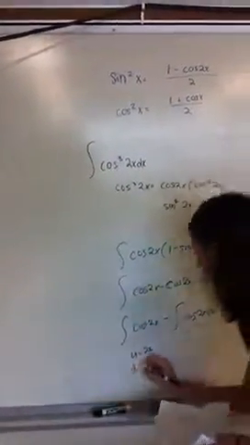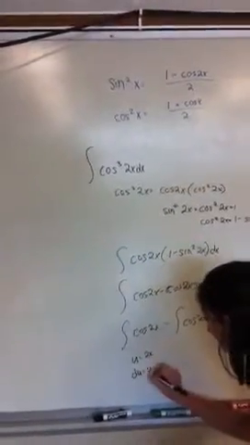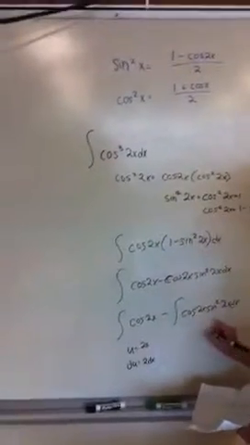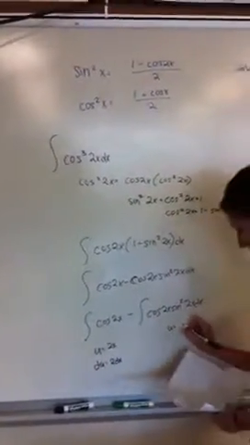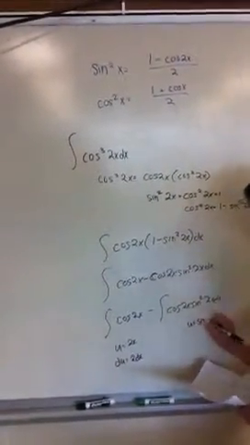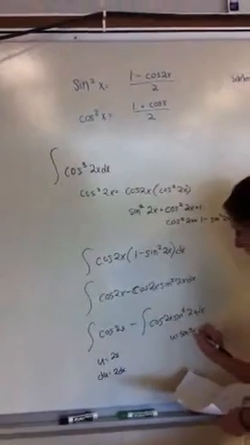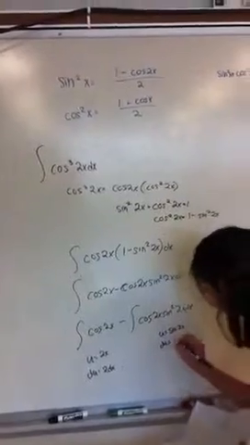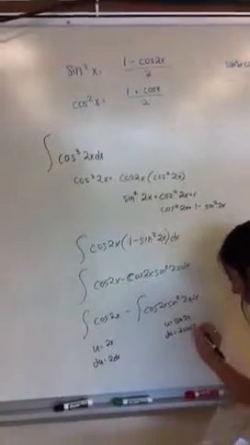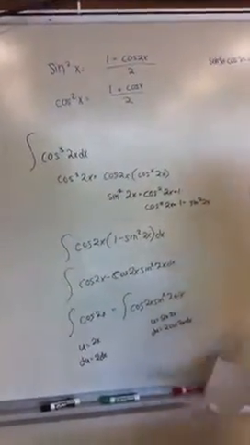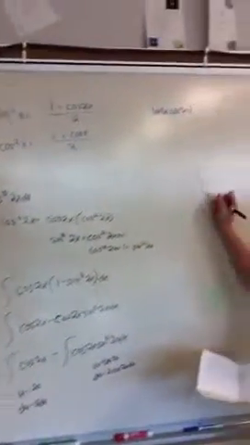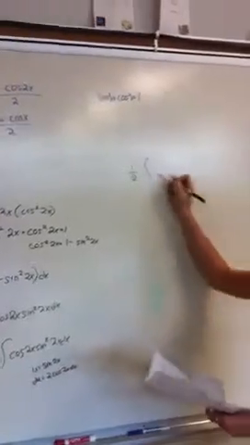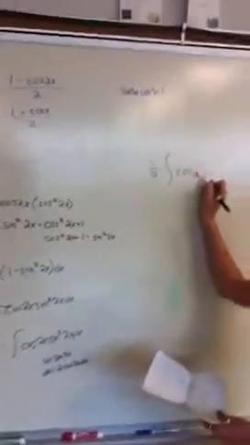For our first section of the integral, we can say that u equals 2x and du equals 2 dx. And for our second section of the integral, we can say that u equals sine 2x and du equals 2 cosine 2x dx. So for both sections of the integral, we're going to have to multiply a 2 in. Therefore, we're going to have to also multiply by 1/2, and that can be pulled out of the integral.